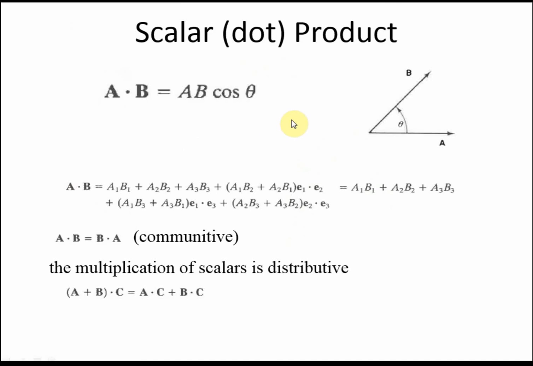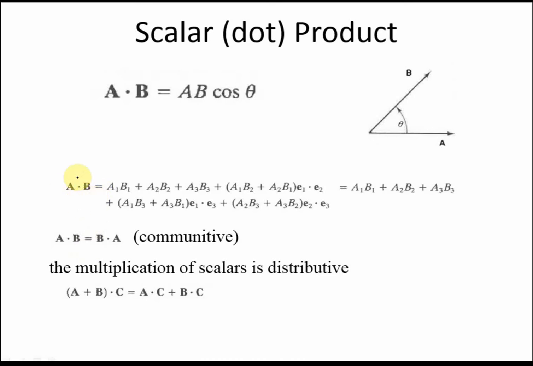And then speaking of the product of vectors, we have two products, dot product and cross product. This is the equation of the dot product, and the result of the dot product becomes a scalar. It doesn't have any vector component in it. And then this theta is the angle between the two vectors. And this dot product is commutative, so the order does not matter.